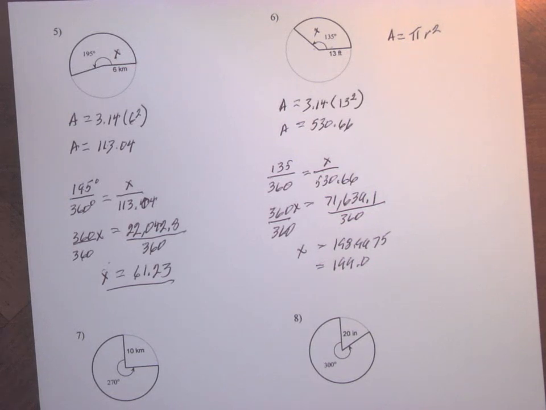Okay? So we're going to set up our little ratio here. We got 270, which is the central angle, divided by 360.